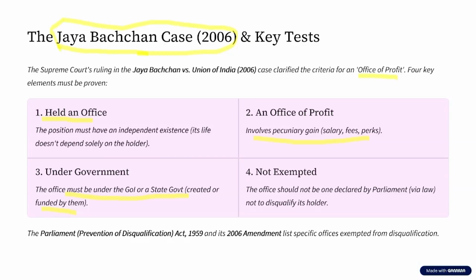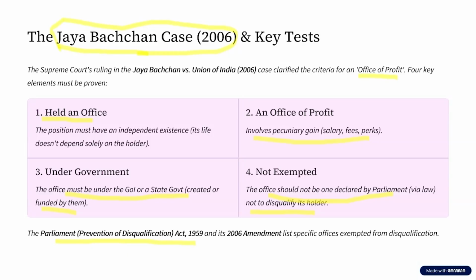And another condition, the Supreme Court said, is that this office should not be one declared by the Parliament not to disqualify its holder. That is, there is an act, the Parliament Prevention of Disqualification Act 1959, which has already been amended 5 times. If this act says that this office does not disqualify a person or a representative for holding it, or does not come under office of profit, then there is no problem. So the decision of the Election Commission of India to disqualify Jaya Bachchan was upheld by the Supreme Court of India. I hope this is clear.